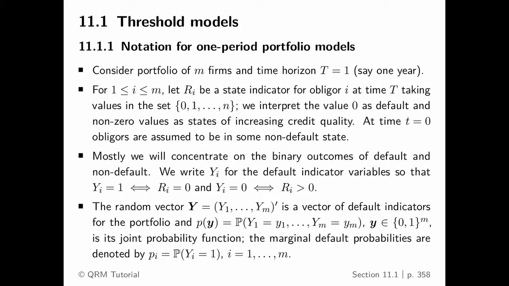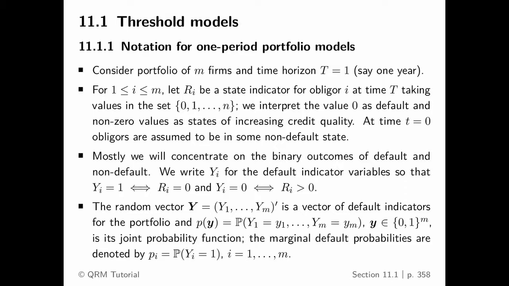We're only going to really worry about default and non-default. In the book, you'll see that we look at the slightly more general situation where you have a rating indicator, RI, which may take n+1 values. So 0 would be default, and then 1 would be the lowest rating, n would be the highest rating. At time t equals 0, all the companies are in a non-default state. So if you see a Y, it's a default indicator. If you see an R, it's a rating indicator.